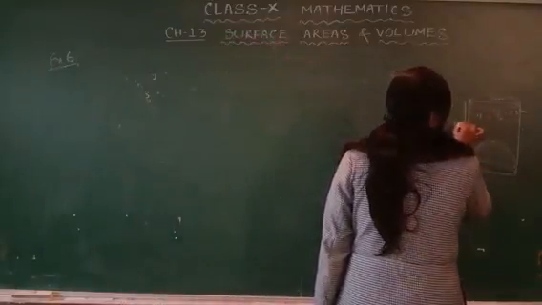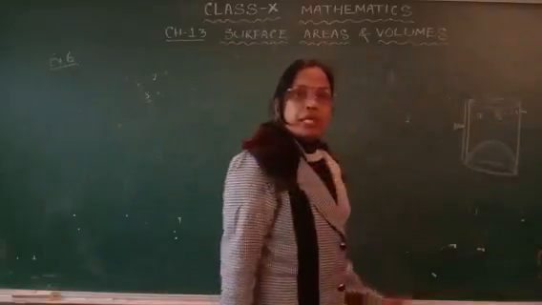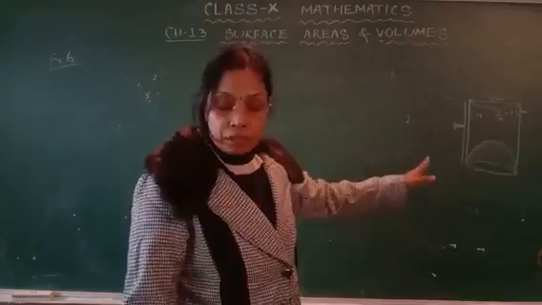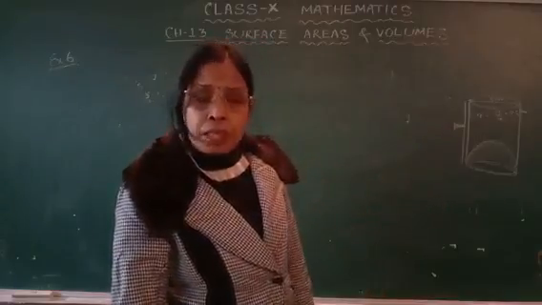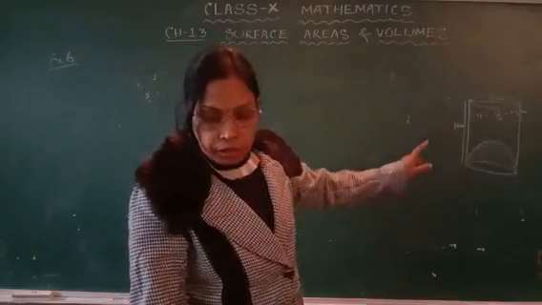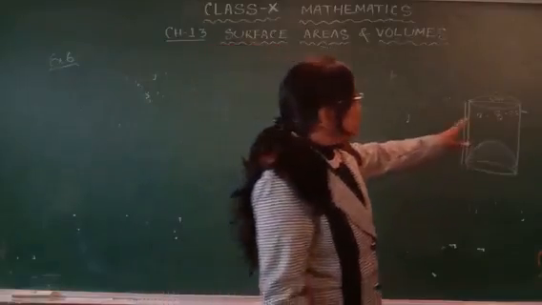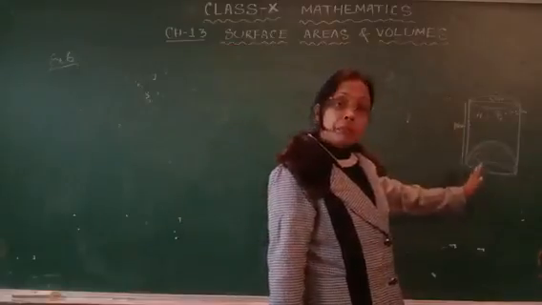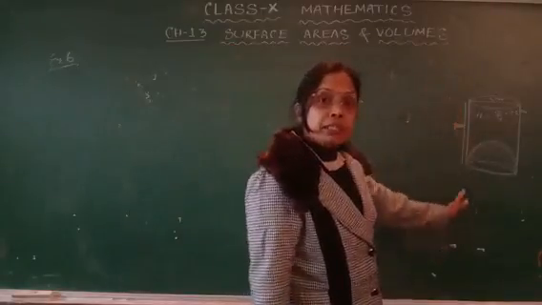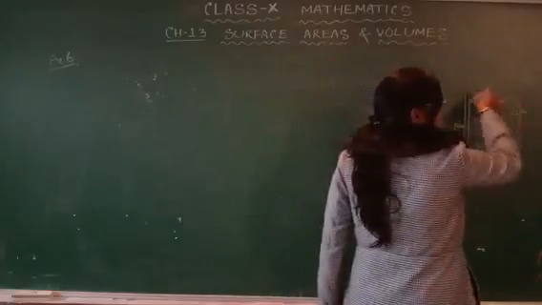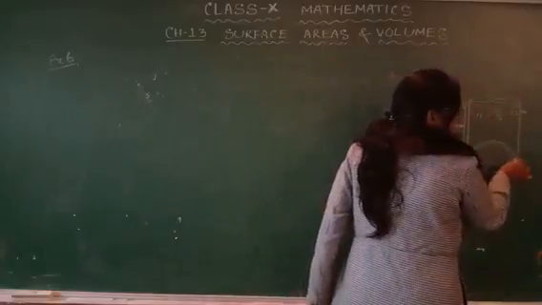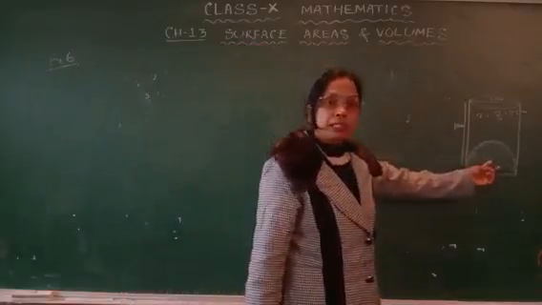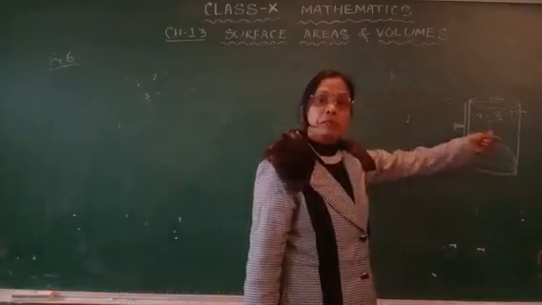Then the height of the glass was 10 centimeter. This is 10 centimeter. So what is the actual capacity? The apparent capacity is the volume of the cylindrical glass. But the actual capacity is the volume of the cylindrical part minus the volume of this hemispherical part. This hemisphere is what reduced the capacity of the glass.